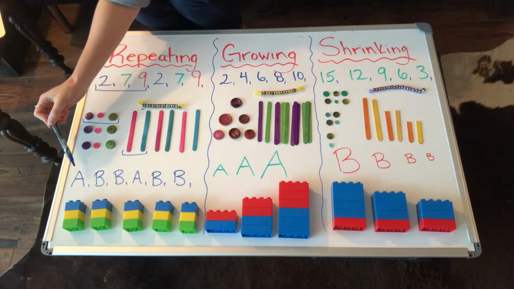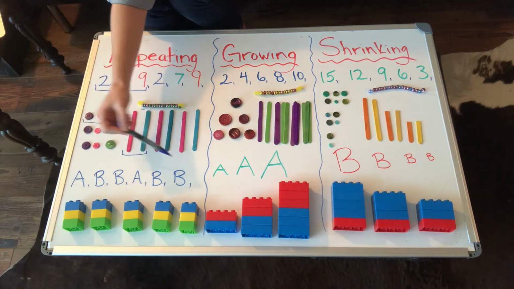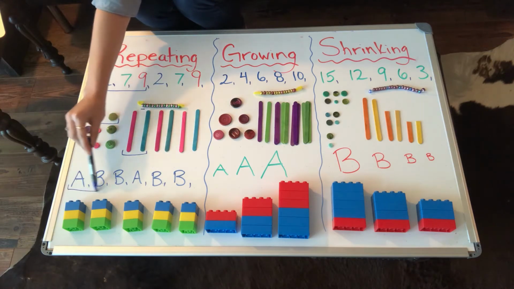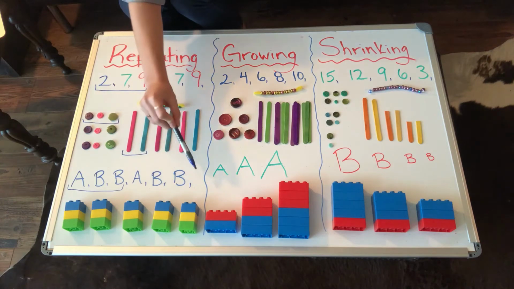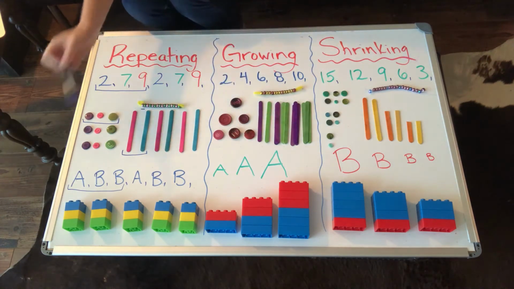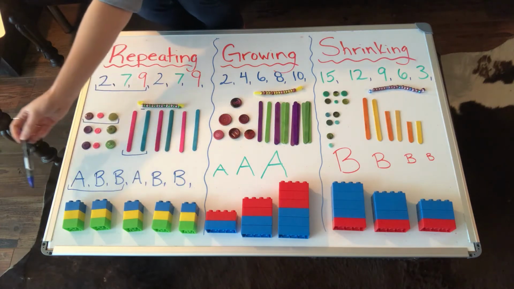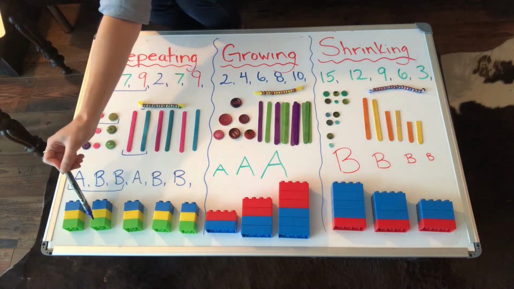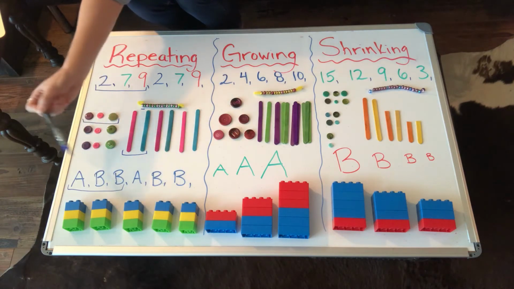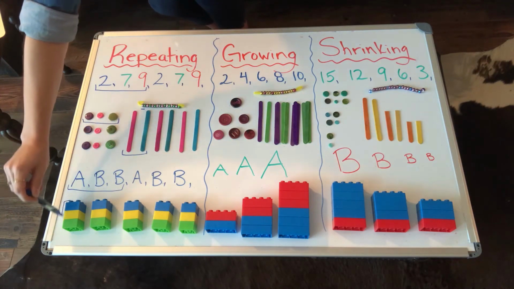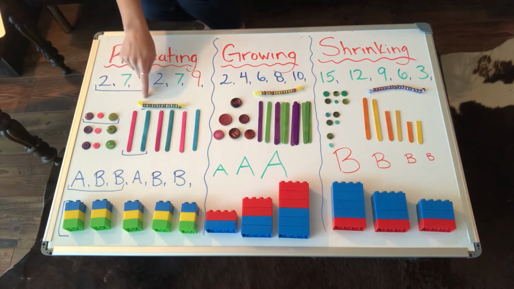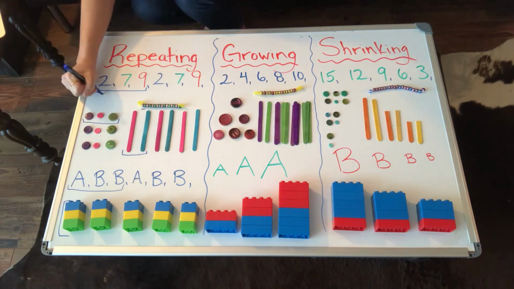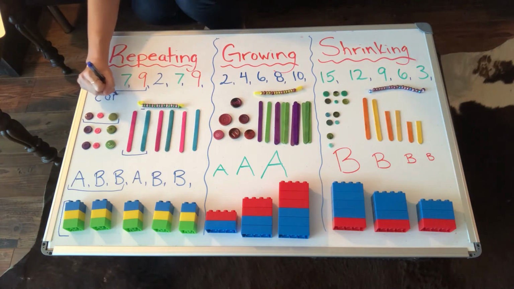With our letters, it says A, B, B, A, B, B. The part that repeats is the A, B, B. We would know that what comes next is A, B, B, A, B, B. Down with our Lego blocks, we have green, yellow, blue, green, yellow, blue, green, yellow, blue. The part that repeats is the green, yellow, blue. And remember, the part that repeats is called the core of the pattern. Core.